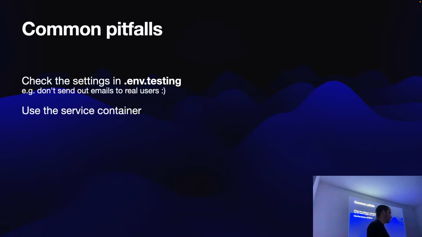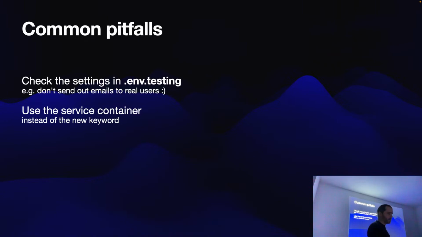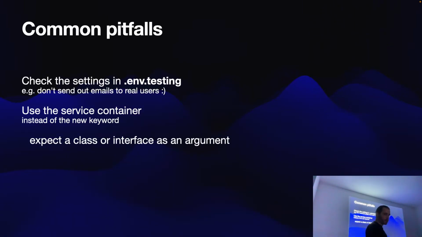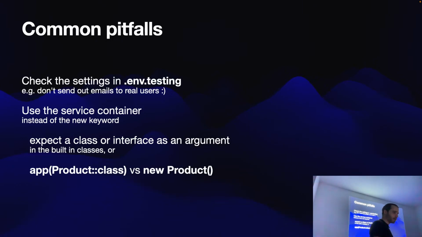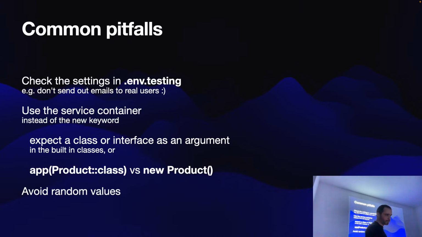Use the service container, as I mentioned, because it will allow you to mock those objects. Because if you use the new keyword, then you will not be able to mock your class because it's hard-coded that it should be that class. So expect a class or an interface as an argument in the built-in classes, or as we did in our example, use the app helper to make the service container create the class for us.